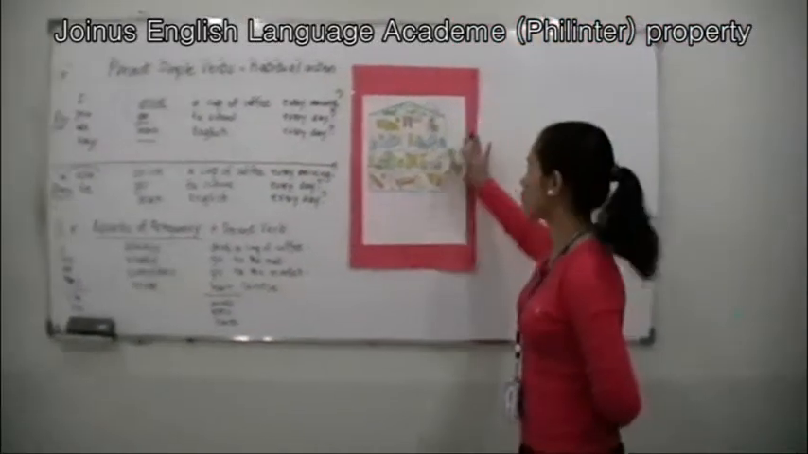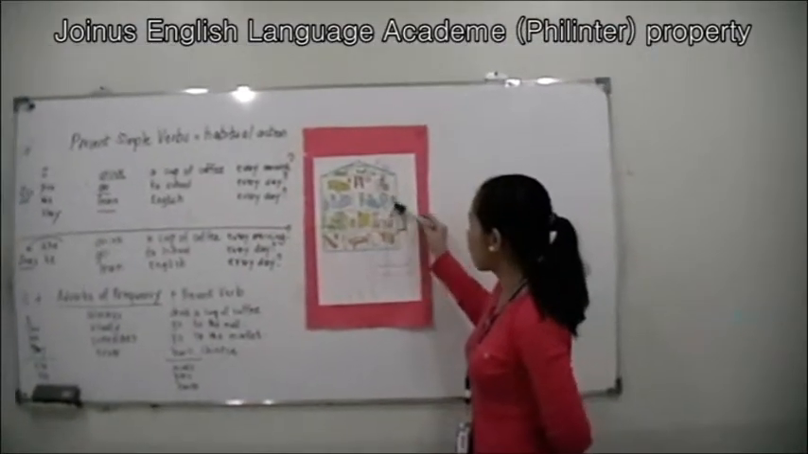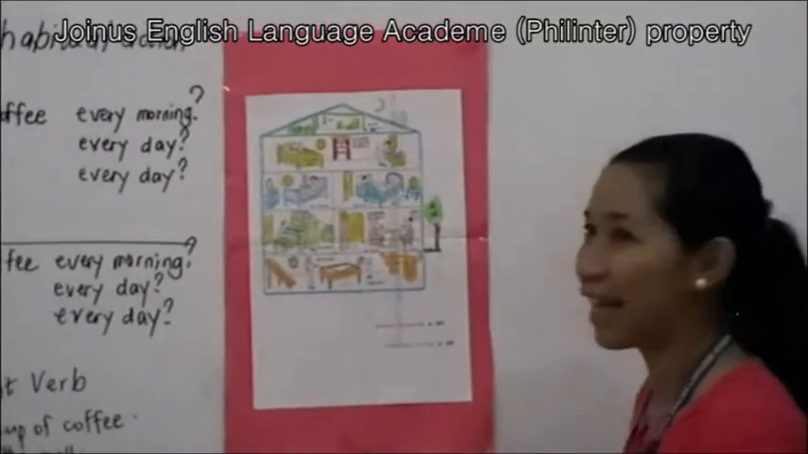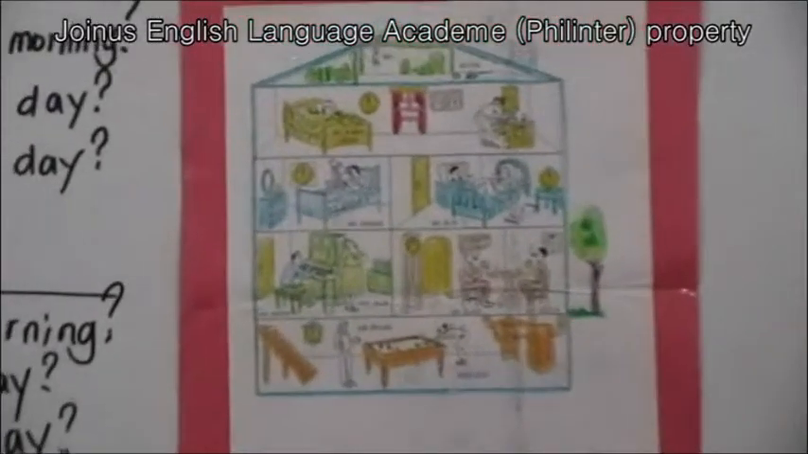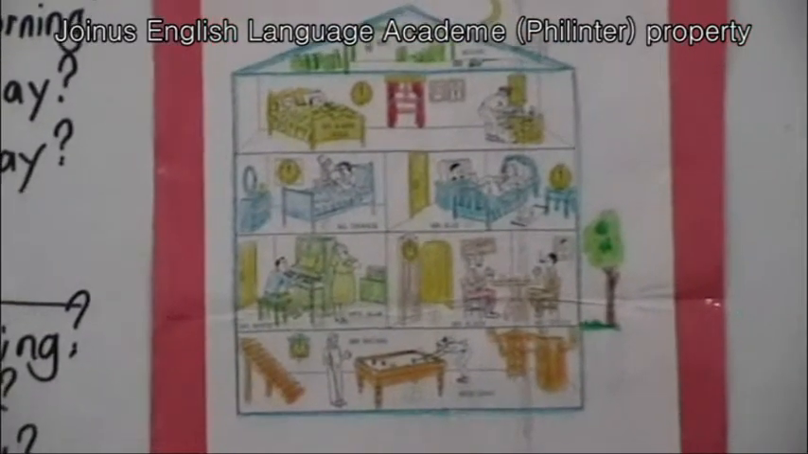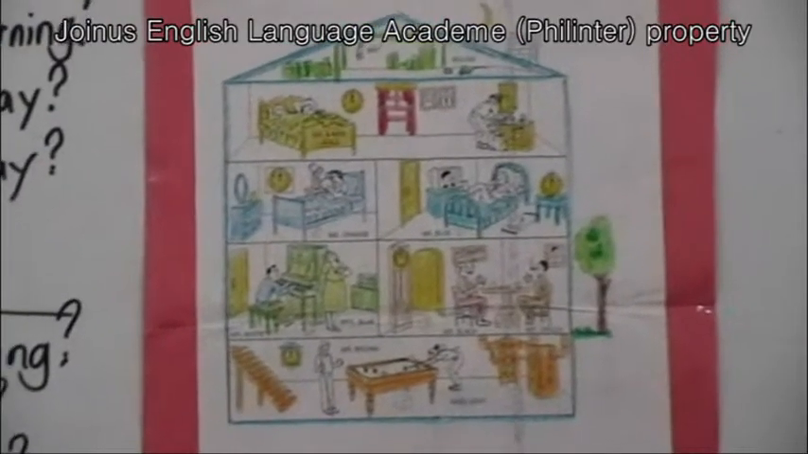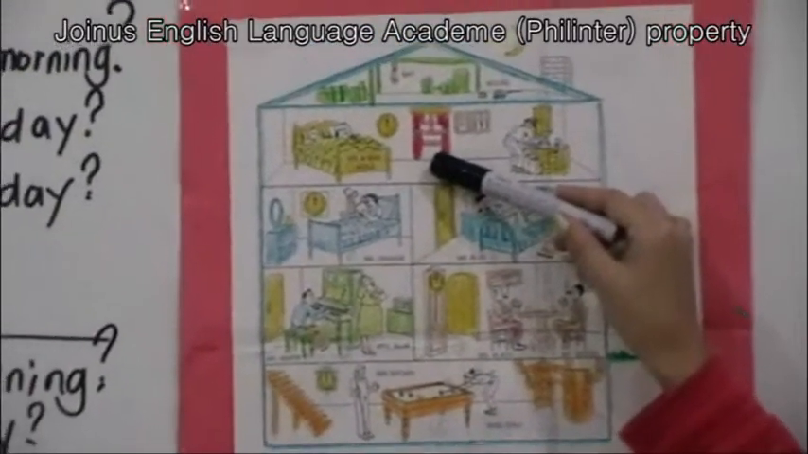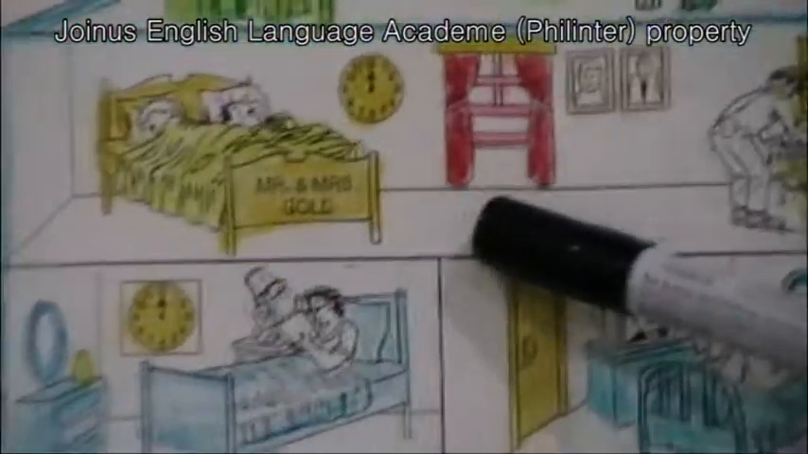Okay, now let's have speaking practice here. I have here a picture. This is Mr. and Mrs. Gold's house. Mr. and Mrs. Gold invite visitors or guests every day. So, let's take a look at what the guests do in Mr. and Mrs. Gold's house every day. Okay, let's say, Mr. and Mrs. Gold, what do they do? Or what time do they go to bed every day or every night?